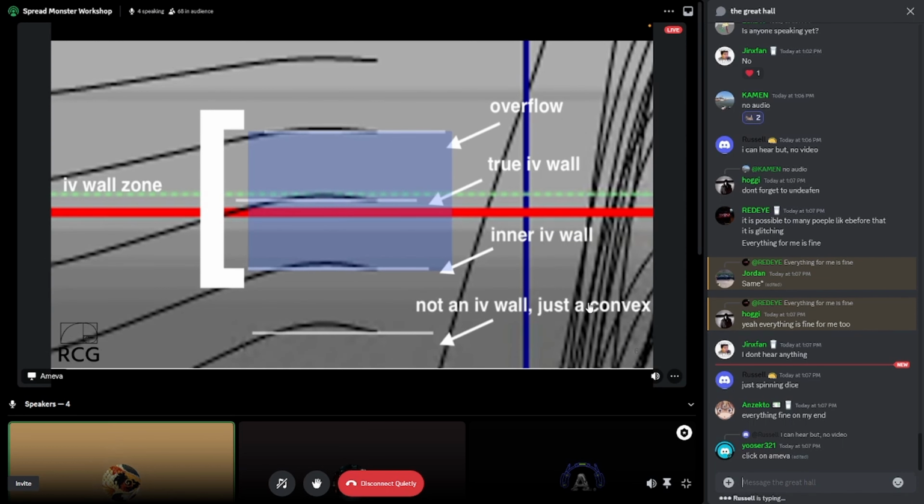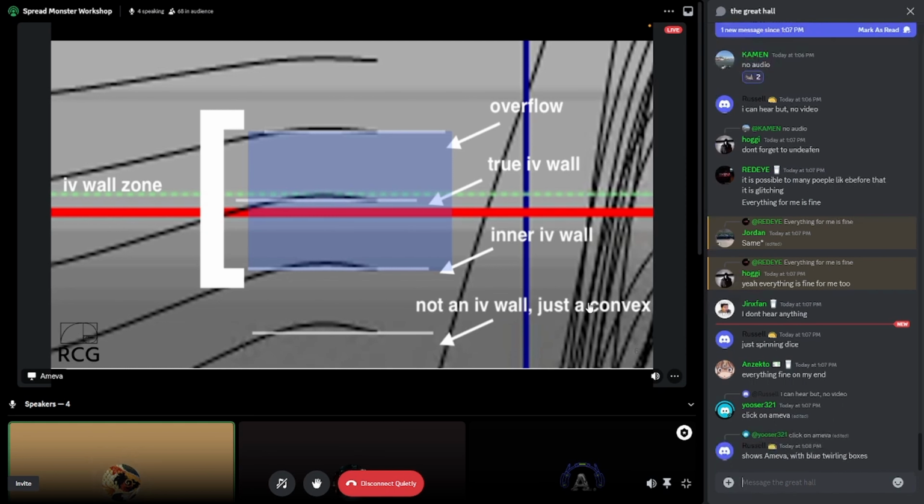You can see here, this is from Q's a few days ago. This is an example of the same size crosshair being placed at the pinhead of each curve. You can sort of see where the overflow, true IV wall, inner IV wall, and then the next convex outside of the wall zone forms.